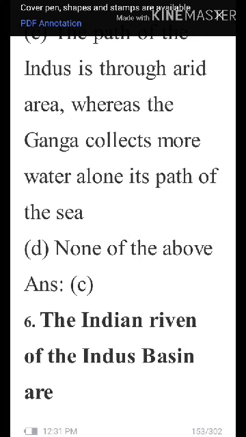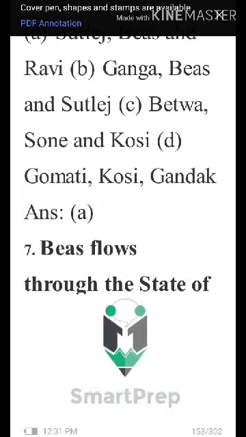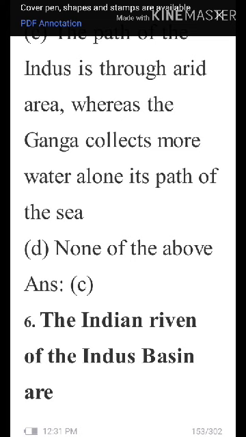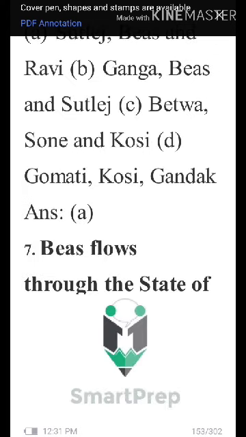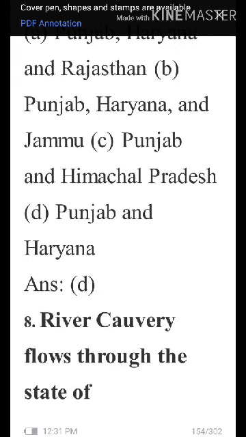Next, sixth question. The Indian rivers of the Indus basin are Satluj, Beas and Ravi. Beas flows through the states of Punjab and Haryana.